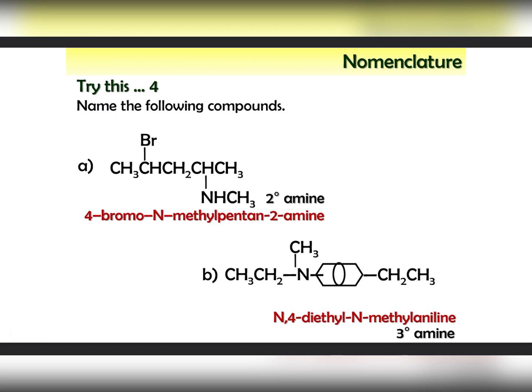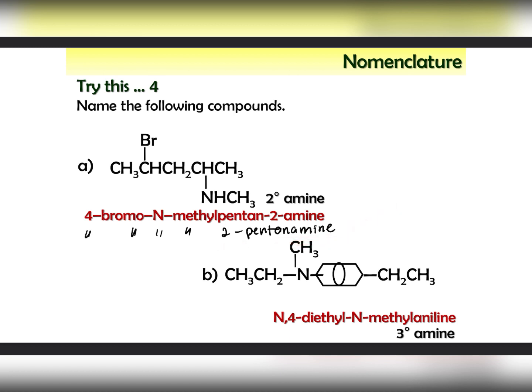Have a look at this example. So untuk this example, the naming will be 4-bromo, 1, 2, 3, 4, 5, 4-bromo, N-methyl pentan-2-amine ataupun 2-pentanamine. Okay, naming dia akan jadi 4-bromo N-methyl 2-pentanamine.